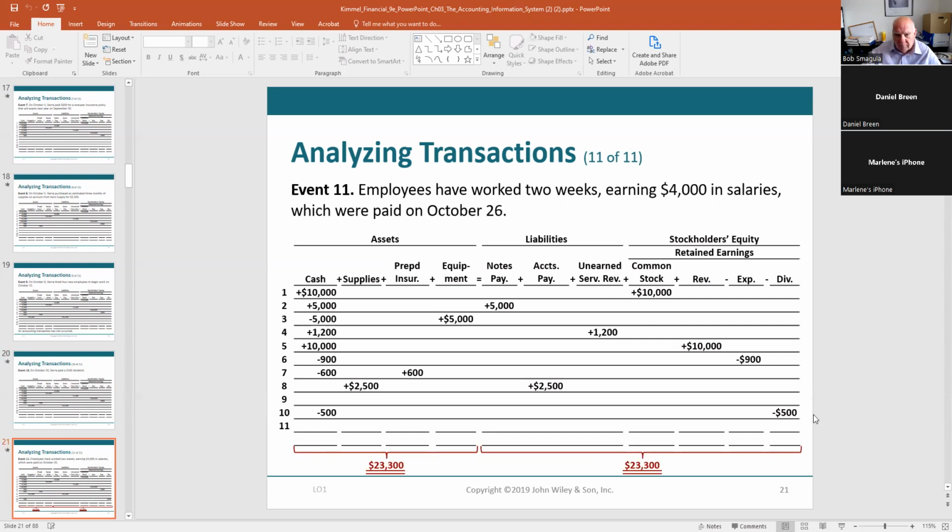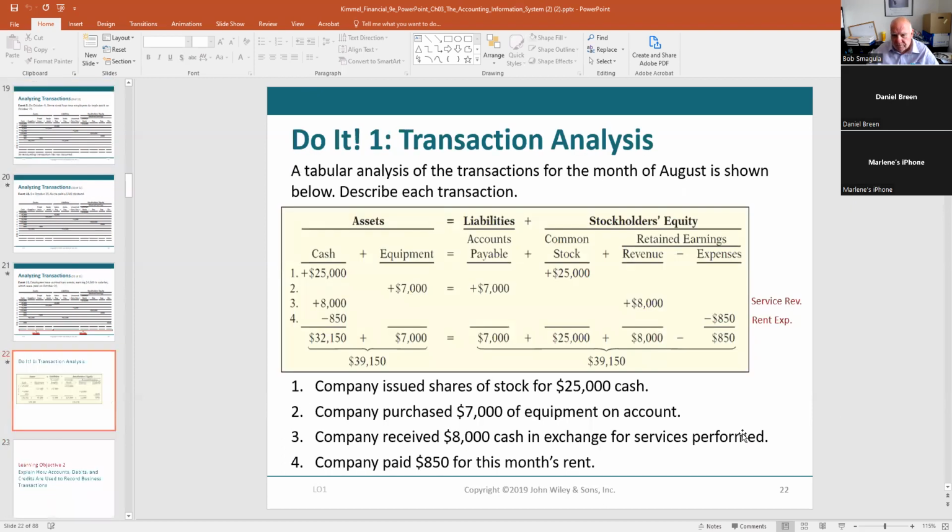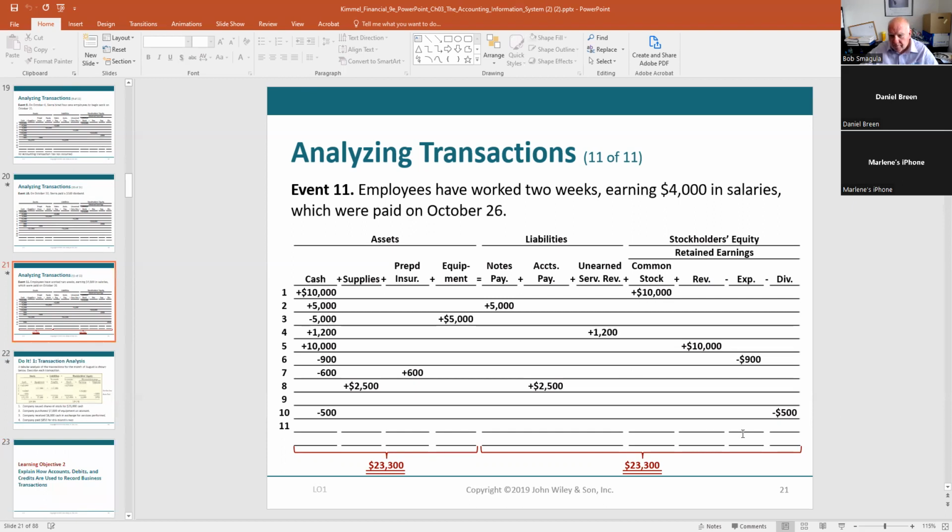And then finally, we have employees who worked a couple of weeks, they earned $4,000. Well, and it was paid on the 26th. So we're going to see an expense on the right side here for salaries and wages. Oh, they don't give us that one. You have to take my word for it. The expense went up 4,000 and the cash went down 4,000. All right. That's a poor man's look at some transactions.